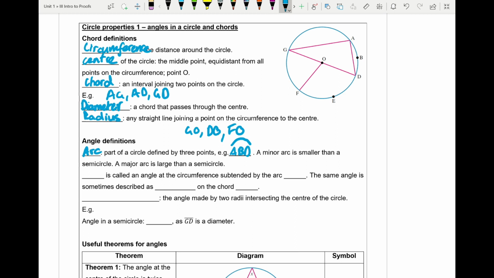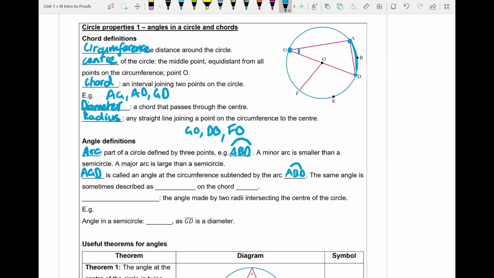The angle AGD, if we're looking at AGD here, is called an angle at the circumference subtended by the arc ABD. Subtended is a fancy word that says, if this is our arc here, ABD, and I take one point at one end of the arc and one point at the other, and then connect them up at another part, that arc subtends to that point. So this angle here is subtended by the arc ABD because the endpoints share that arc.